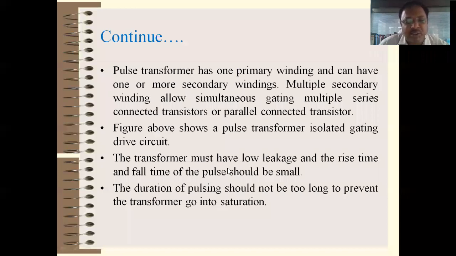The advantage is that only one transformer is sufficient, and it has a low cost, but there are other disadvantages, that is, the transformer should have very low leakage.